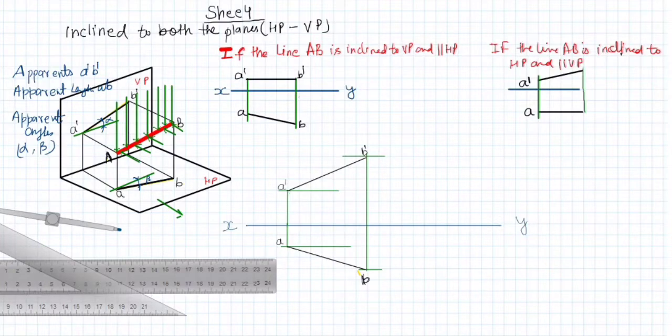This is the original line. Now this is the new condition of the line. Now this line is inclined to HP and parallel to VP. Okay, we know that its projection will look like this. This we know. So let us do that.